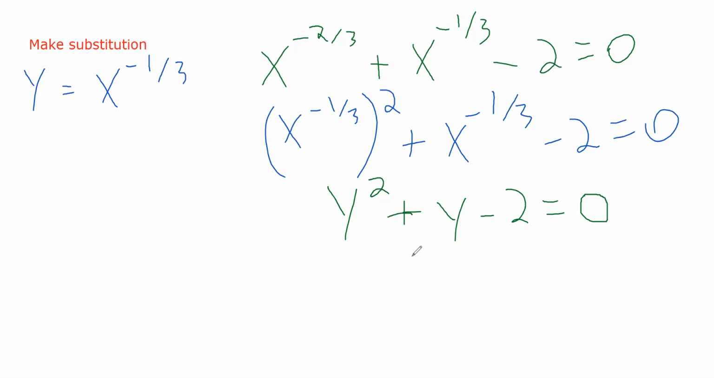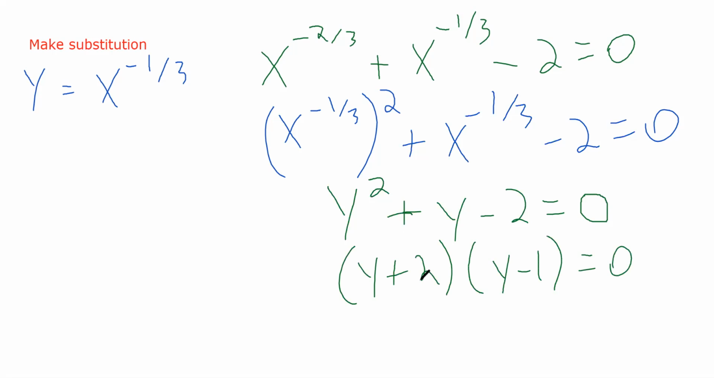Let's see what we got in the chat box. Positive 2, negative 1 is correct. So we're going to end up with y plus 2 times y minus 1. Boom. Don't believe me? Try FOILing it back out. After you do so and you combine like terms, you will get this exactly. Very good. And so that then produces these solutions.